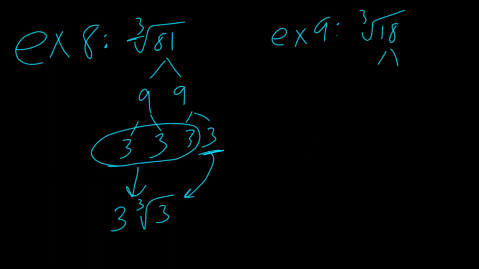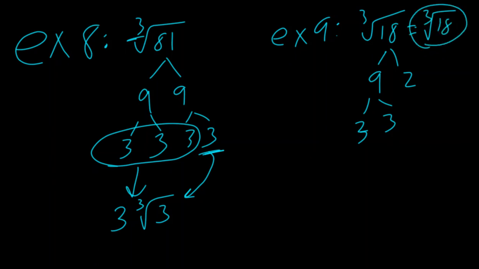Now let's look at example 9. We know from our previous example number 1, this broke down into 9 and 2, and 3 and 3. Question for you. Do you see 3 numbers that are exactly the same? No. And if you don't, we can't simplify it. So this cube root of 18 is simply the cube root of 18. That's easy. Let's move on to our last and final example.